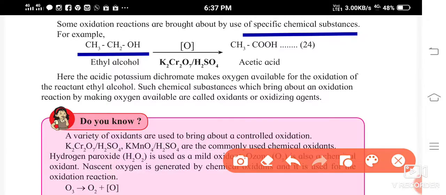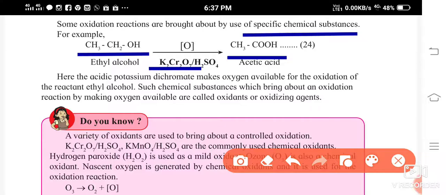Now, this ethyl alcohol is oxidized to acetic acid, CH3COOH. Now what has happened here? You can see that hydrogen is lost and oxygen is gained, isn't it? So this is an oxidation reaction. But who is bringing about this oxidation?